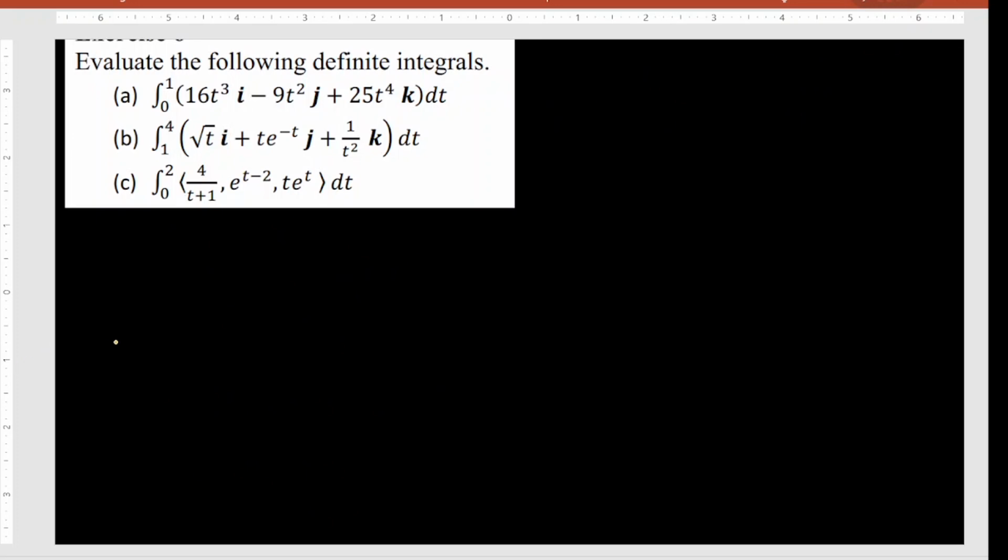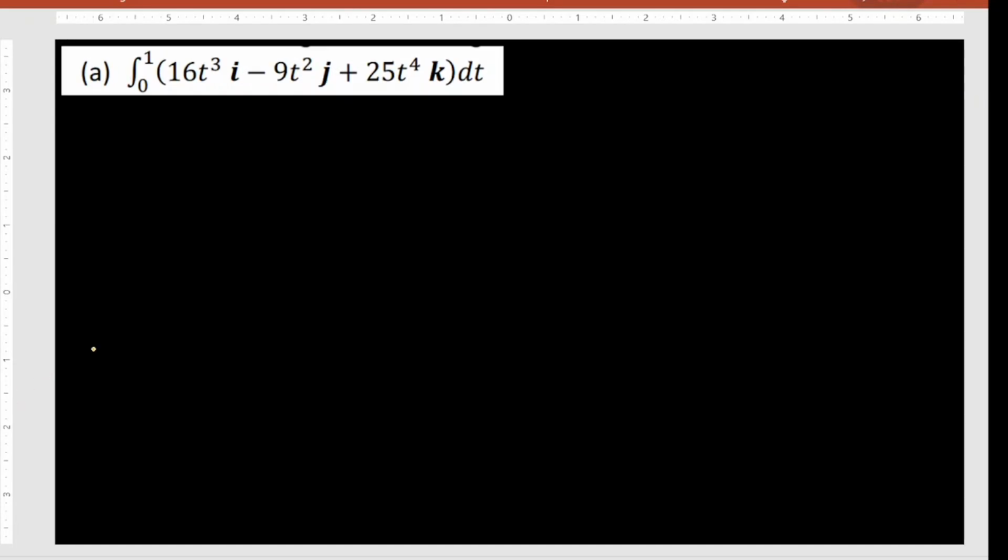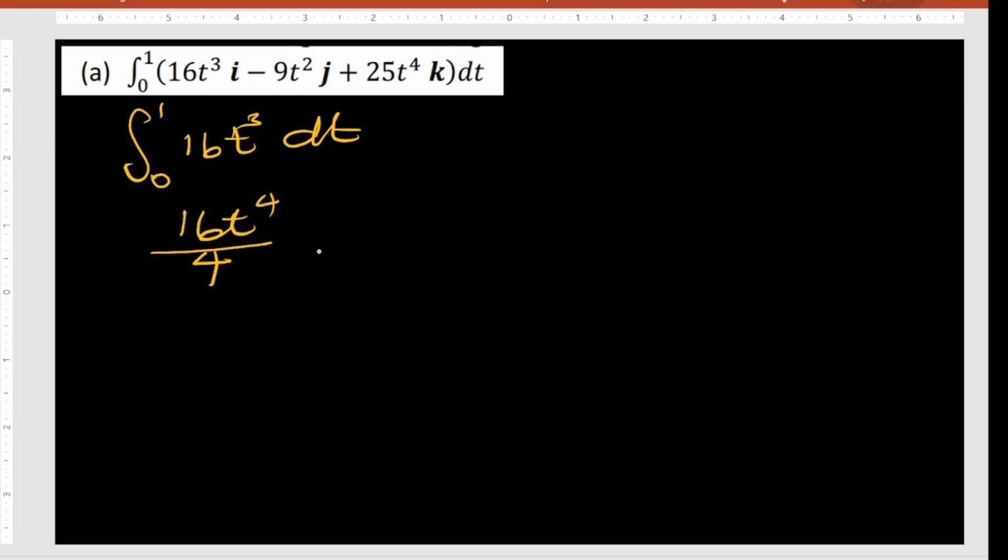Let's look at these exercises. We'll look at the first one. We'll pick the first component function, that is 16t cubed. So we are going to integrate 16t cubed from 0 to 1 with respect to t. And this will be 16t raised to the power 4 over 4, from a lower limit of 0 to an upper limit of 1.